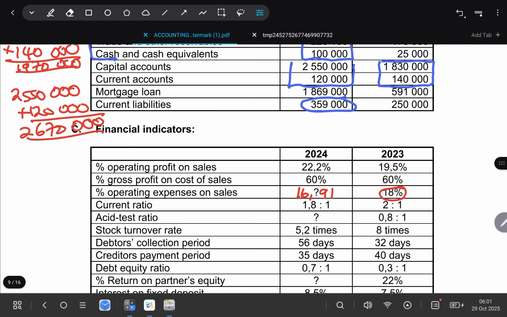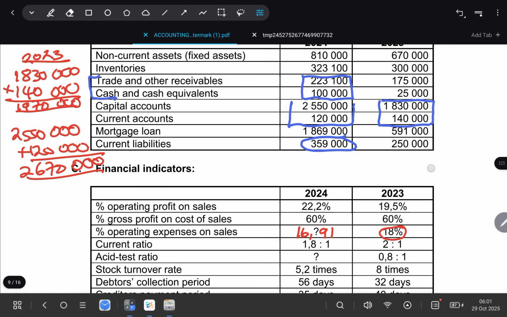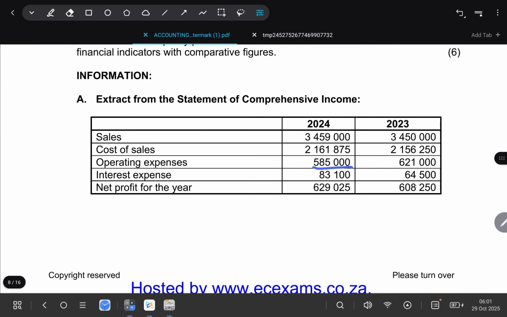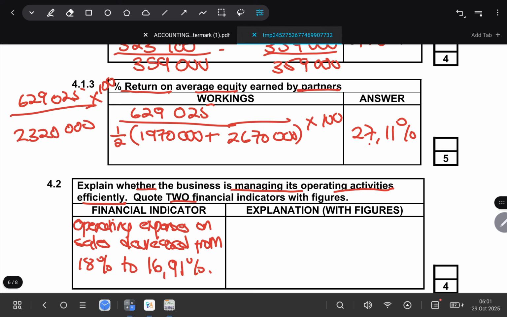And then you can just come here, look, last year our expenses amounted to 621,000, so they have decreased. So you can see it makes sense what we are saying.